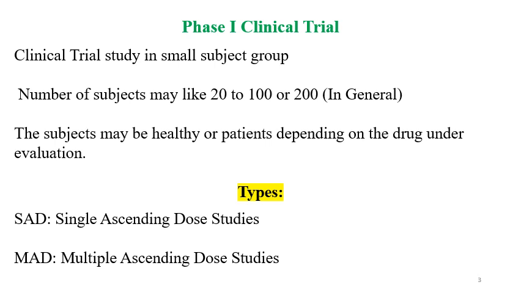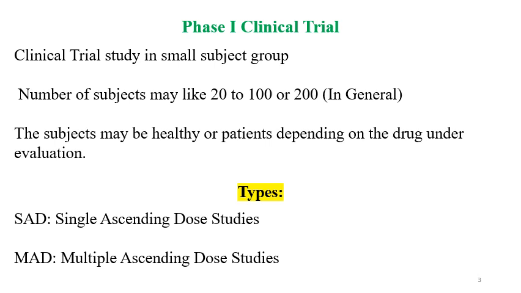These subjects may be normal, healthy people of both sex, male and female, or these may be the patients suffering from specific disease for which the drug is being used, or drug is proposed to be used for the treatment of the disease. So depending on the drug nature, drug safety, drug toxicity, disease condition, and the requirements of the patients, subjects may be healthy volunteers, or these may be the patients.